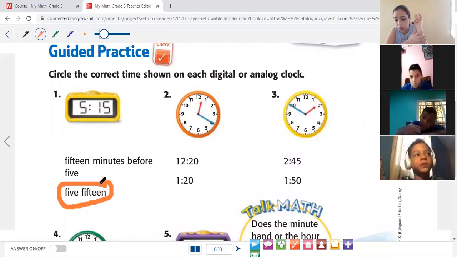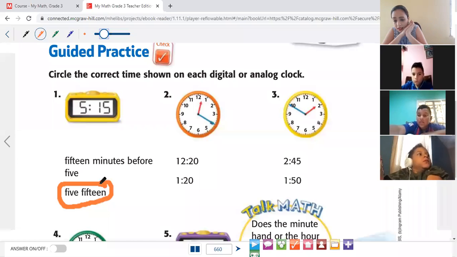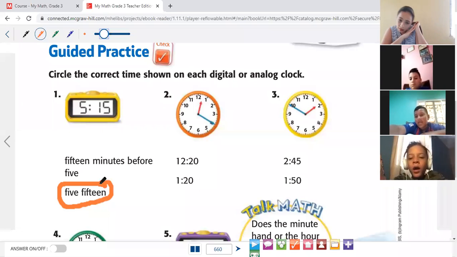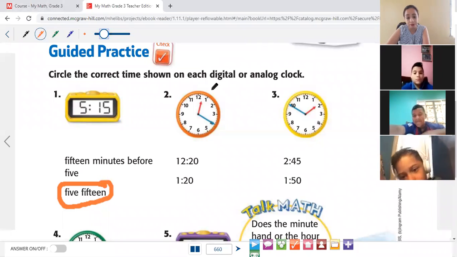Abdiel, are you okay, Abdiel? Or are you sleepy? You're sleepy, right? Because you're like this.